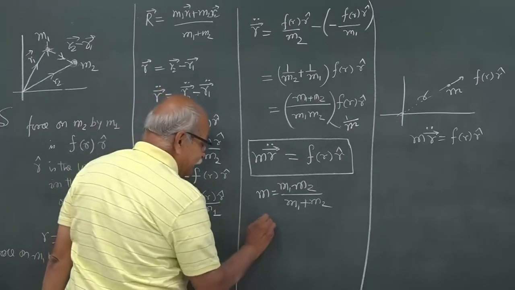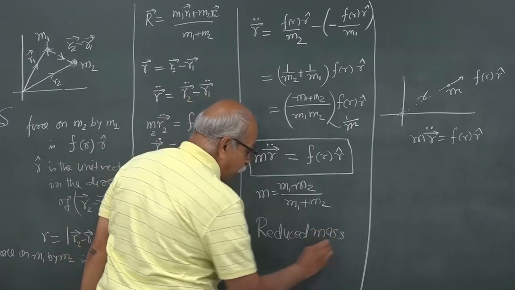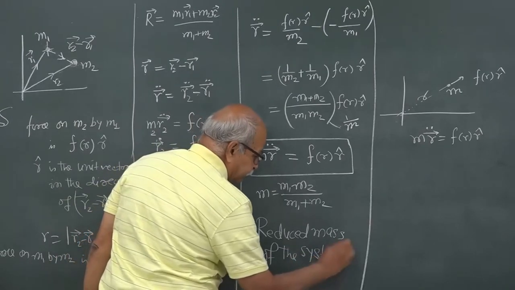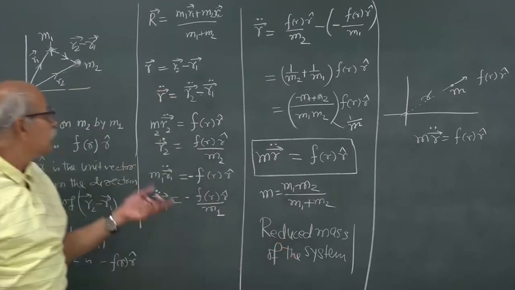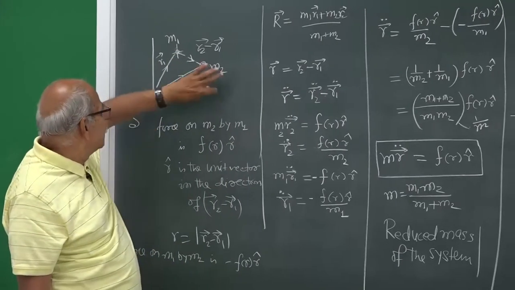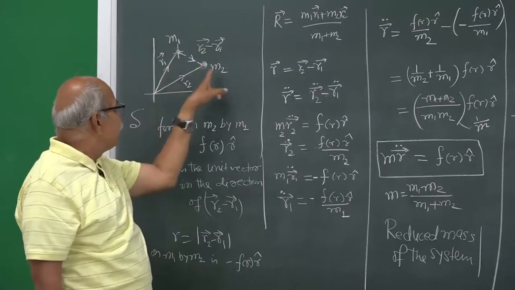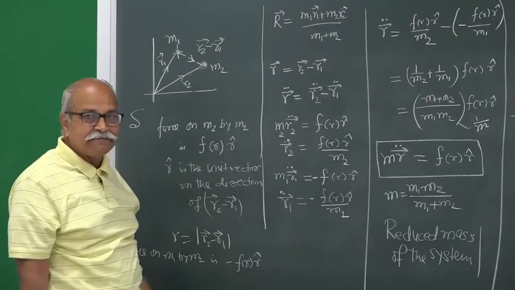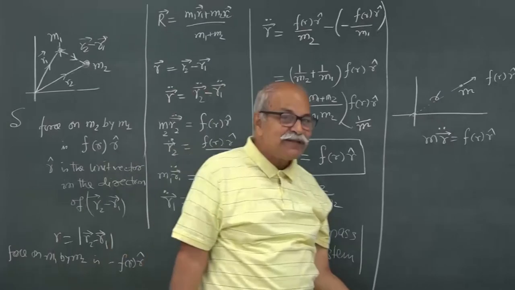So, this is given the name reduced mass of the system of two particles. It's the reduced mass of the system. So if you want to get the motion of M2 with respect to M1, use this. And of course, M1, M2, you can interchange. You can get the motion of M1 as seen from the frame which is fixed at M2. That also you can do, and similar thing with a negative sign. So this is how whatever we had done is very practical.